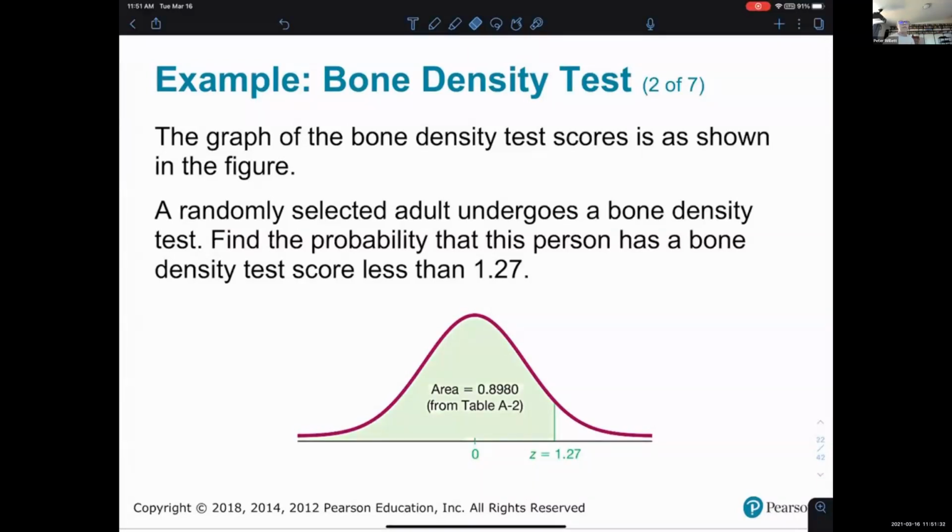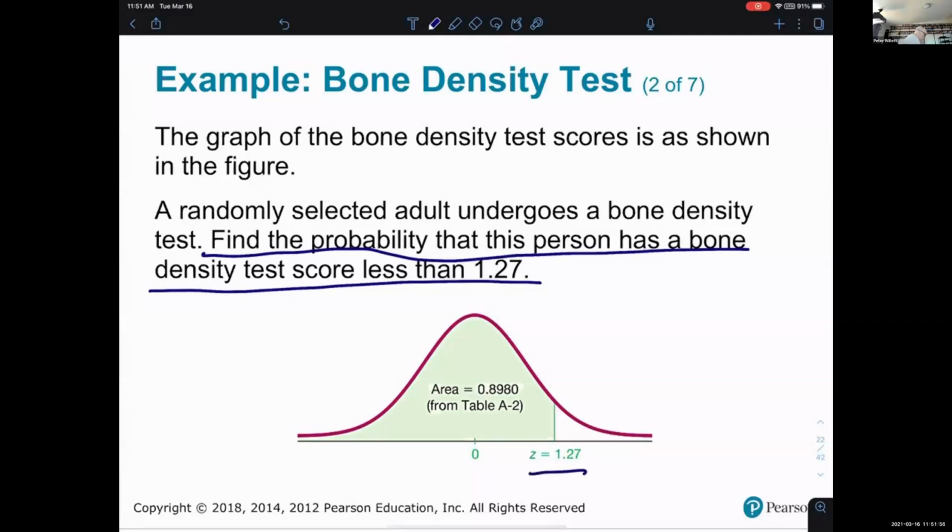So they're telling us the answer that they got from the table, but you want to imagine what the goal of the problem was. Find the probability that a person has a bone density test score of less than 1.27. And again, the bone density test score is a standard normal distribution. That means a score of 1.27 is going to be a z-score. So they're showing graphically, you would mark off where the z-score is at 1.27. That's above 0, positive, so that would be to the right of 0 somewhere. And then you would imagine that the probability of getting that score or less than that score would be the area under the density curve to the left of that score. So they've shaded that in green.